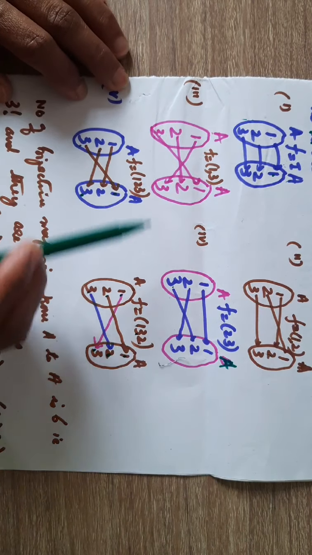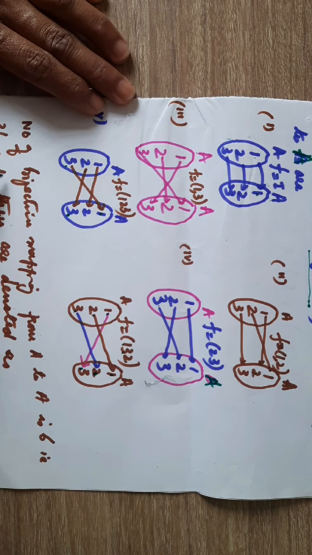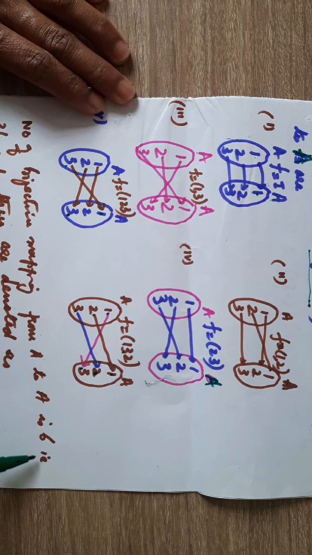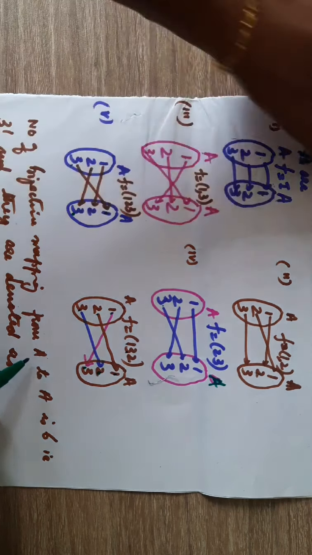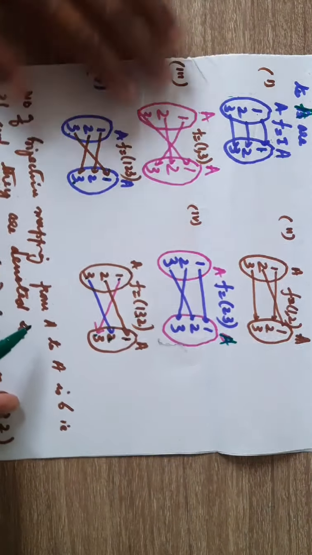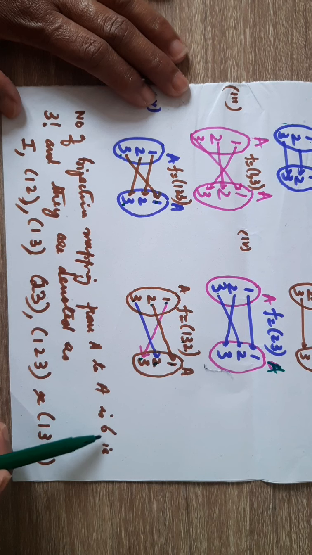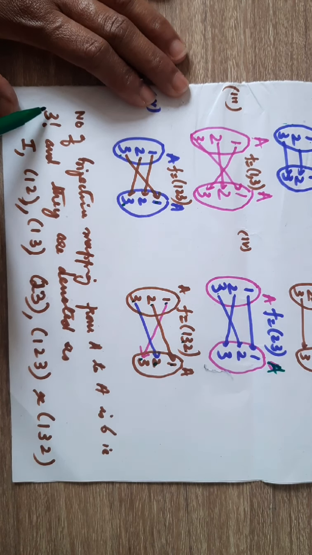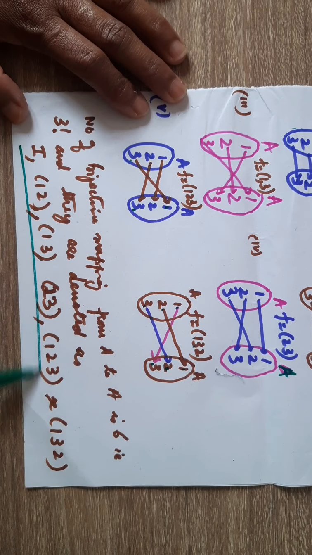So these are the only 6 bijective mappings that you can have from A to A. The number of bijective mappings from A to A is 6, that is 3 factorial. In general, if a set A contains n elements, then the number of bijective mappings you can have will be n factorial. So here it is 6, which is given by 3 factorial, and they are denoted by this notation.